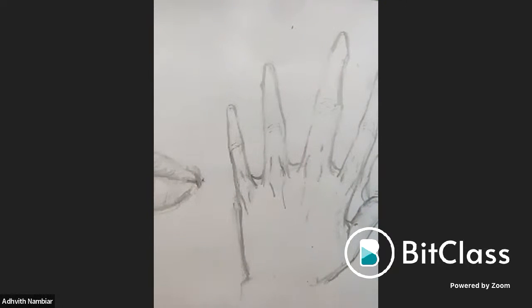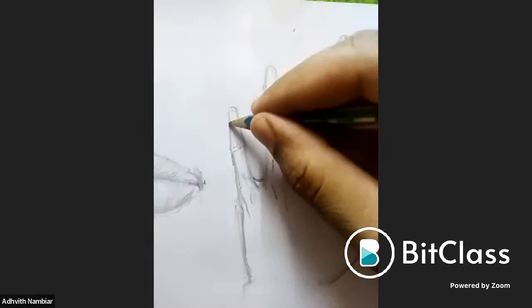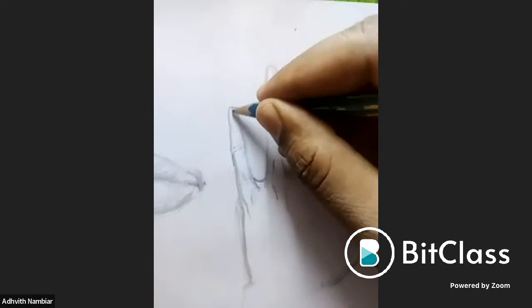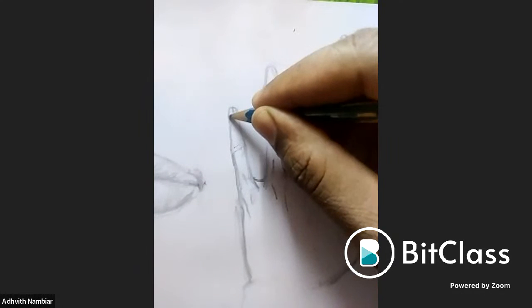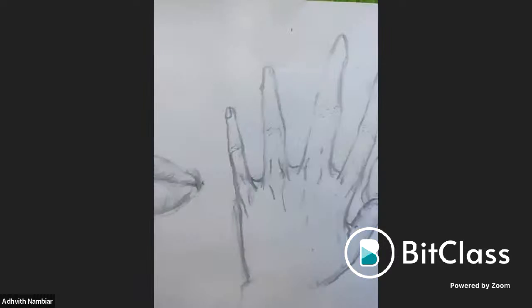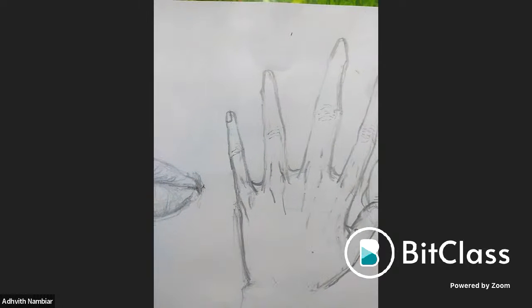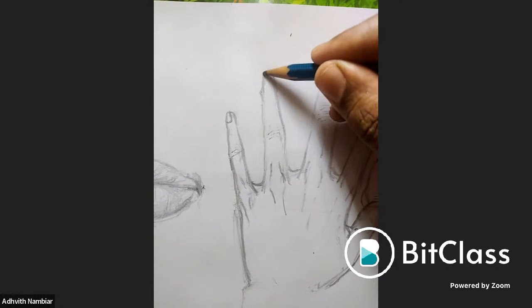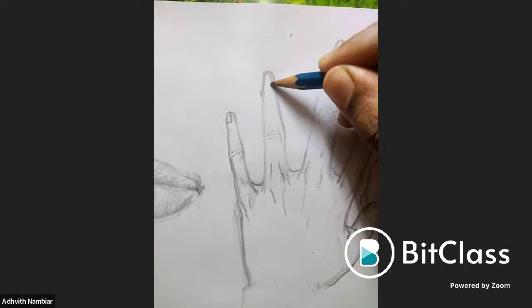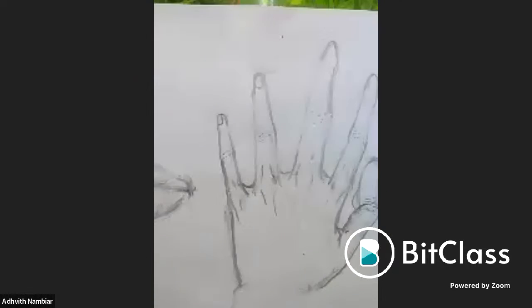Now the nails you have to be a little careful with. The pinky finger points a little bit to one side, so I'm going to draw it a little bit to one side. Now again, I'm going by a very general standpoint. If you want, look at your own hand and draw it that way. The ring finger is mostly right in the middle.